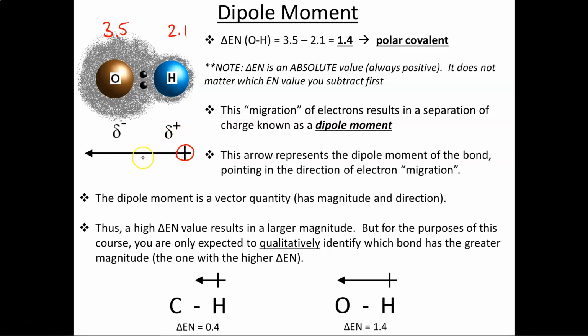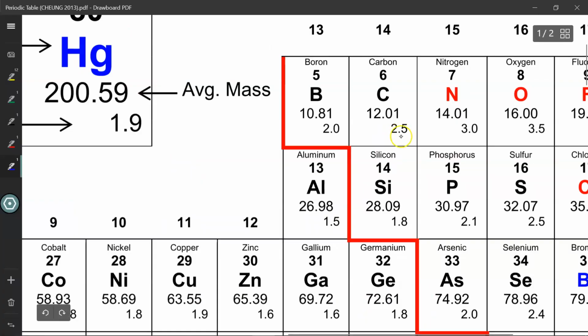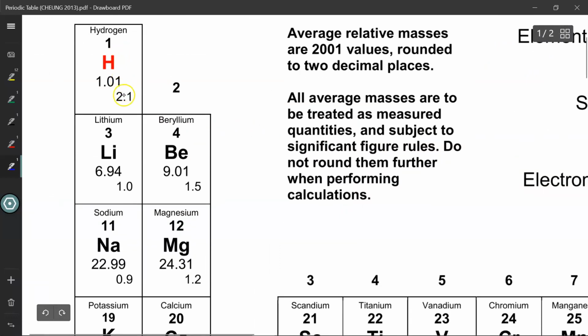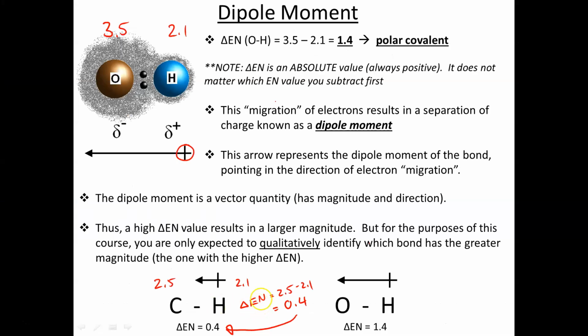So as you can see, the dipole moment has a direction, but it also has magnitude. Take a look at the carbon-hydrogen versus the oxygen-hydrogen bond. Carbon has an EN value of 2.5, while hydrogen has an EN value of 2.1. To calculate the delta EN, we take the 2.5, subtract the 2.1, and we get the 0.4. If you do the same thing for oxygen and hydrogen, its delta EN is 1.4. This bigger delta EN shows that there's a greater charge separation. There's greater polarity. So polarity means to have opposite ends, north pole, south pole, for instance.